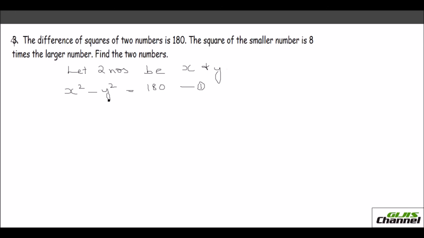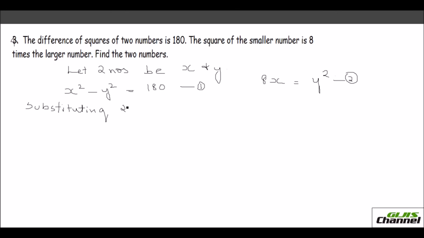Then they say the square of the smaller number. Here the smaller number is y, right? Because you have taken away the y from x, so your y should be the smaller number. In the second statement they say the square of the smaller number is 8 times the larger number. So it is y squared equals 8x. Got it? This is equation 2.